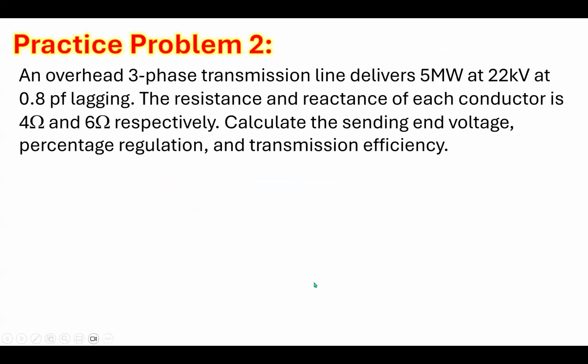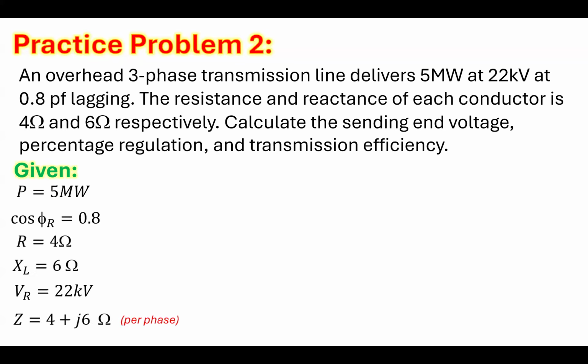For practice problem number 3, an overhead three-phase transmission line delivers 5 megawatts at 22 kilovolts at 0.8 power factor lagging. The resistance and reactance of each conductor is 4 ohms and 6 ohms respectively. Calculate the sending end voltage, percentage regulation, and transmission efficiency.